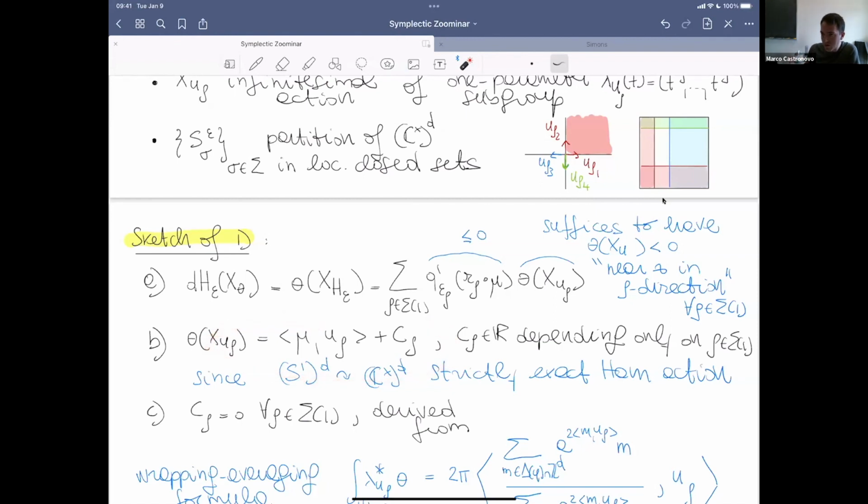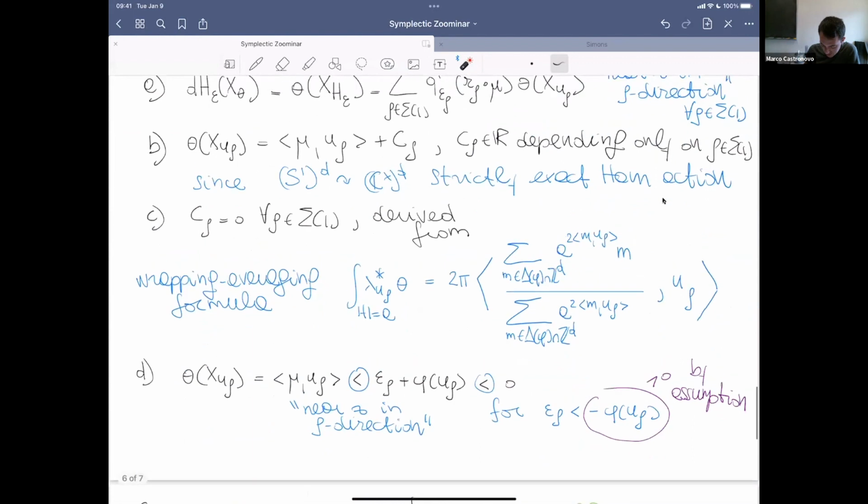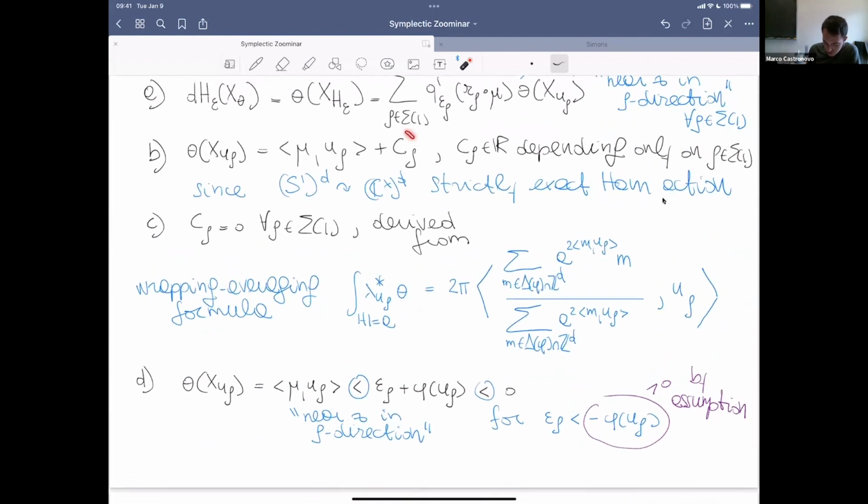Okay, and so that upgrades the usual definition of Hamiltonian action to say that when you pair theta with an infinitesimal generator of the stars action, you get mu paired with u rho plus a constant that depends only on the ray. And the final step is to actually compute these constants. They end up being 0, but the calculation is, I guess, the core technical step of the proof.